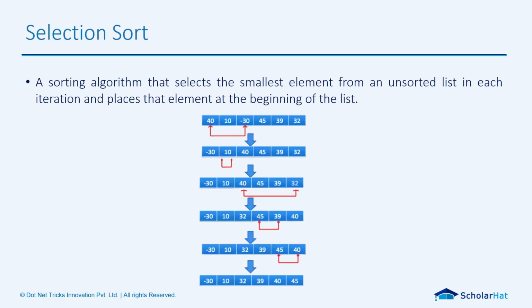So the next thing we're going to see is the selection sort, a sorting algorithm that selects the smallest element from an unsorted list in each iteration and places that element at the beginning of the list. So what does that actually mean?